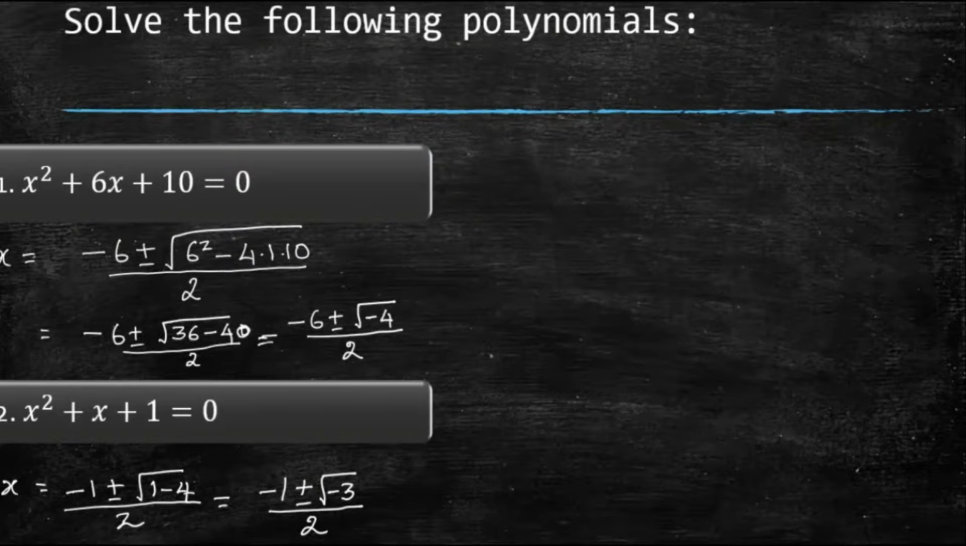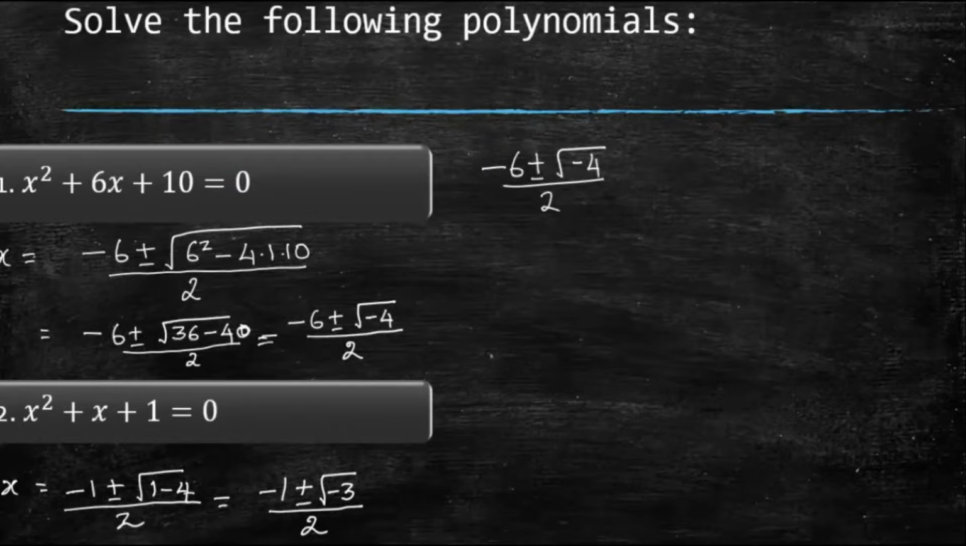The answers here are minus 6 plus or minus square root of negative 4 over 2 for the first one, and for the second one minus 1 plus or minus square root of minus 3 over 2. Now let's start simplifying this, and you can see very well that this part, the discriminant part, is negative, therefore we are going to have complex numbers as the answer.